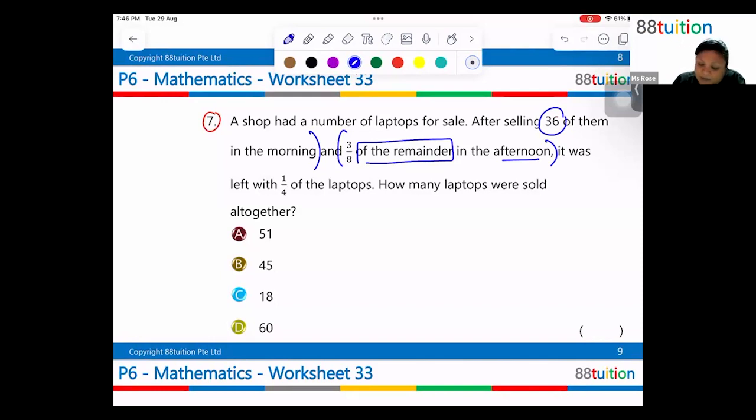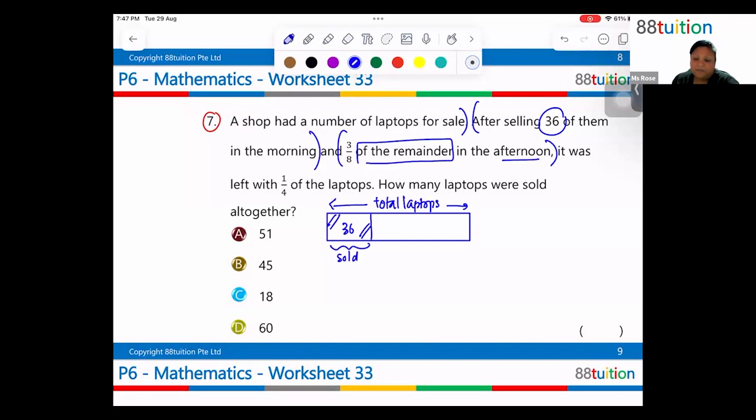So a shop had a number of laptops for sale. So we have a total number of laptops here. Okay. So this is your total laptops. Okay. So now, after selling 36 of them in the morning, so 36 sold, I shade them, 36 sold in the morning, and you have a remainder. Okay, so this is the remainder.